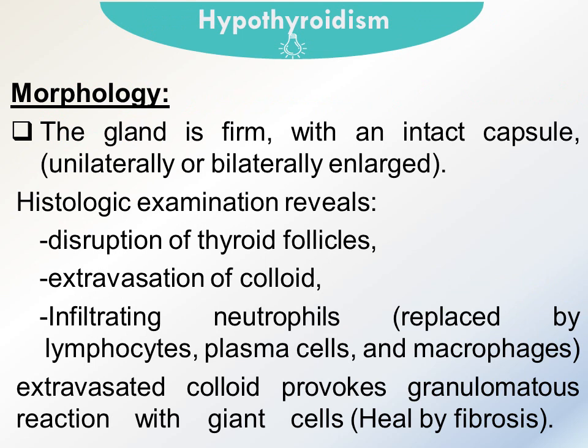Morphologically, the thyroid gland is firm, with an intact capsule, and may be unilaterally or bilaterally enlarged. Histologic examination reveals disruption of thyroid follicles, extravasation of colloid, and infiltrating neutrophils, which are replaced over time by lymphocytes, plasma cells, and macrophages. The extravasated colloid provokes an exuberant granulomatous reaction with giant cells. Healing occurs by resolution of inflammation and fibrosis.